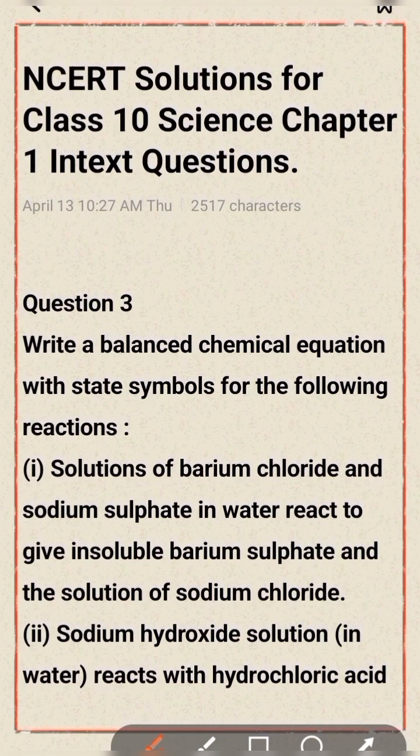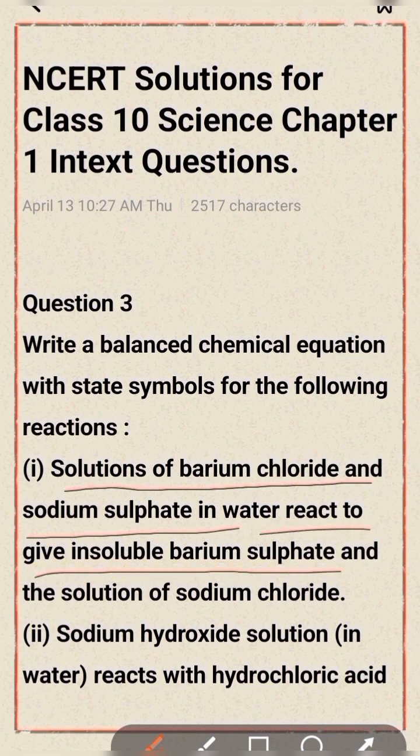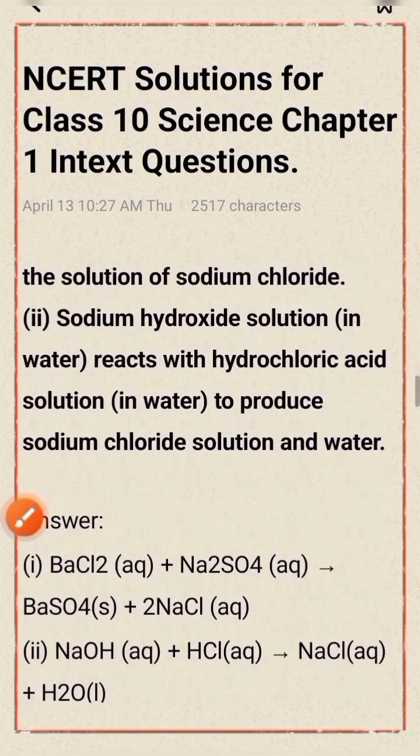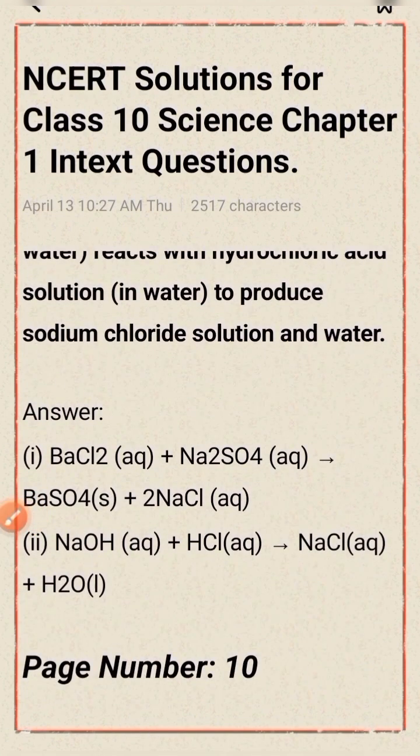Write a balanced chemical equation with state symbols for the following reactions. Number 1. A solution of barium chloride and sodium sulfate in water react to give insoluble barium sulfate and a solution of sodium chloride. Okay. This is the answer, the balanced equation.